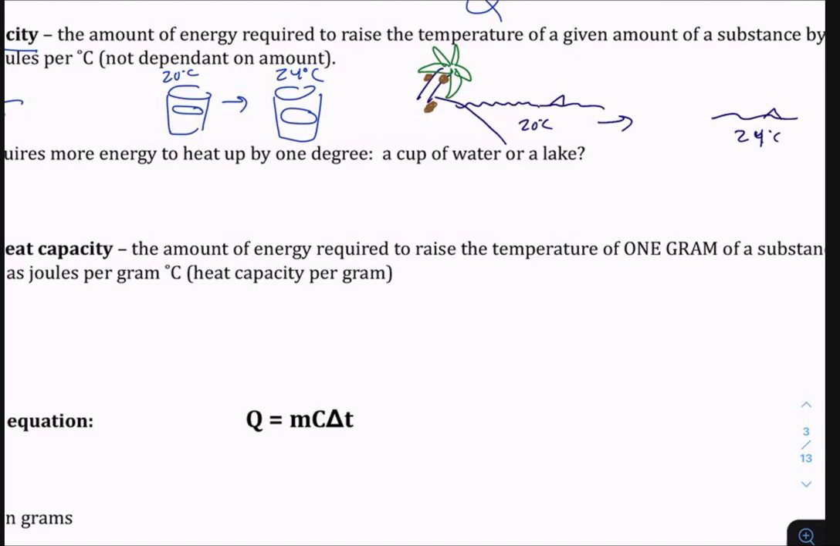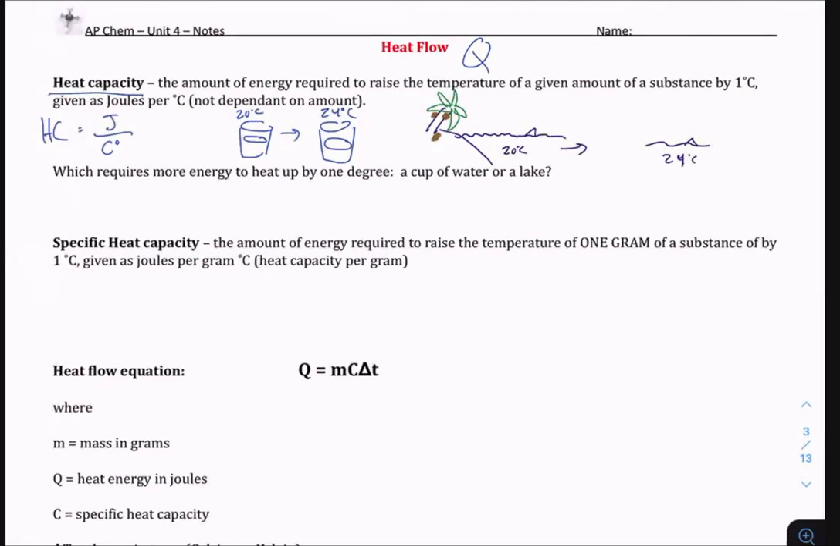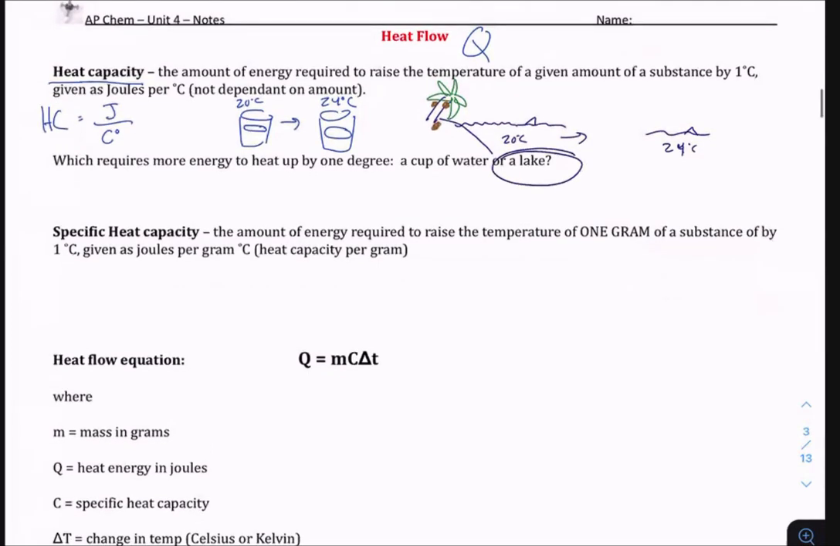Which of these two has the greater heat capacity? The ocean has a tremendously greater amount of energy that's required to change its temperature per degree, right? So heat capacity in and of itself changes depending on the amount. So what's probably more useful is an intrinsic value. If we did heat capacity per gram, that now gives us a ratio that's workable in any scenario.